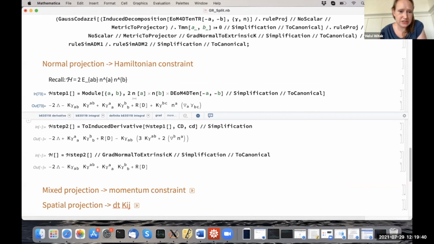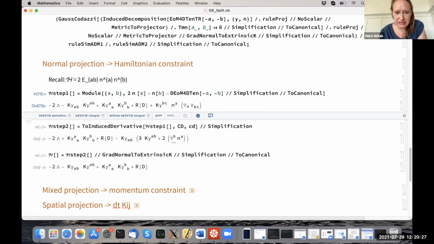So we have here our extrinsic curvature, our three-dimensional Ricci scalar, but we have one term that's not very nice. It still contains a normal vector, which is this one here. But what we can do now is replace this combination that also still has a four-dimensional covariant derivative with my three-dimensional derivative. I can apply this command to induced derivative, acting on my variable, going from capital CD, our four-dimensional covariant derivative, to little cd, our three-dimensional covariant derivative. I do some simplification, which gives us this relation.